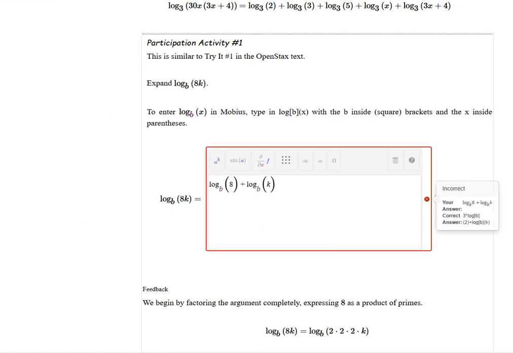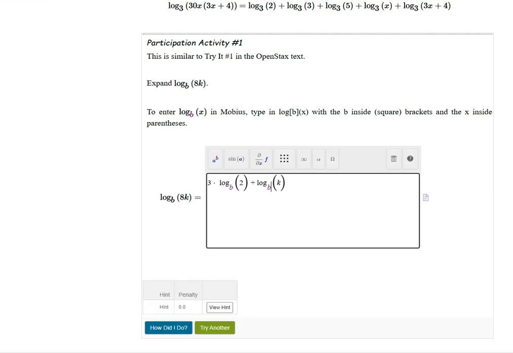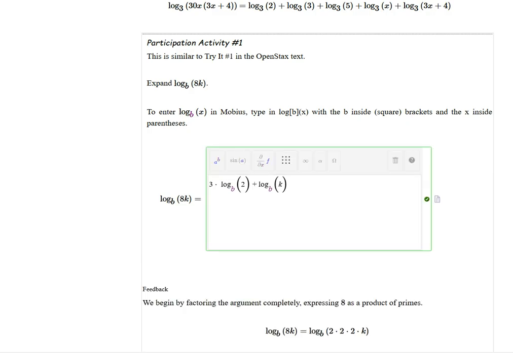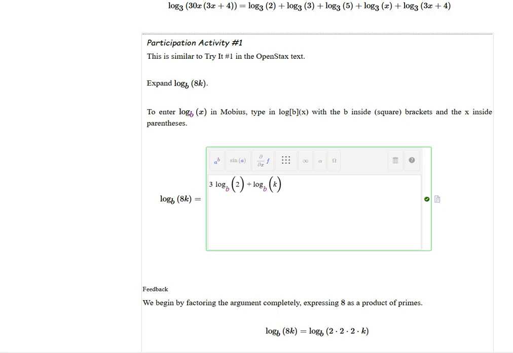So let me go back and fix this. That 8 needs to be a 2. And out in front of the log, I need a 3. Do I need to put a multiplication sign in there? I'm going to shift and put a dot in there and see if it likes that now. Finally. Yay! I want to see if it would take it without the dot. Let's see. Do I have time for this? Yeah, I got about 2 seconds. So if I delete the dot, does it like that? Yep, that'll take it without the dot also.